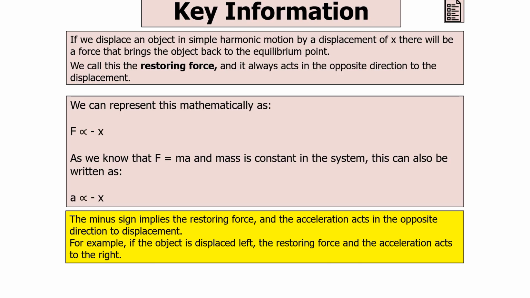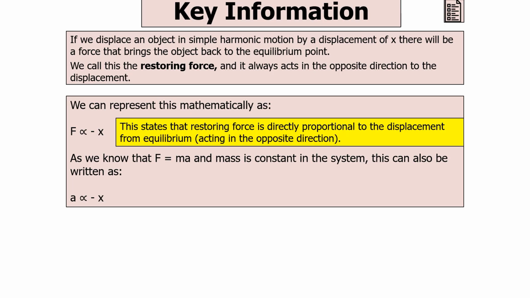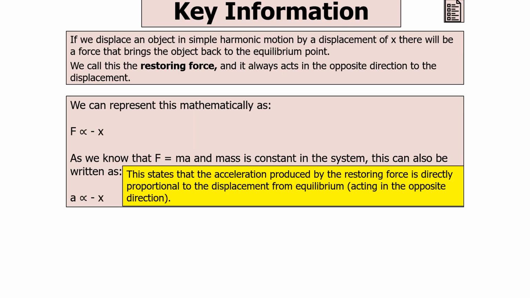Now this can also be written as: therefore a is directly proportional to negative x. Now the minus sign implies that the restoring force and the acceleration act in the opposite direction to displacement. So for example, if the object is displaced left, the restoring force and the acceleration act to the right. So F being proportional to negative x indicates that the restoring force is directly proportional to the displacement from equilibrium, acting in the opposite direction. And a being proportional to negative x indicates the acceleration produced by the restoring force is directly proportional to the displacement from equilibrium, acting in the opposite direction.